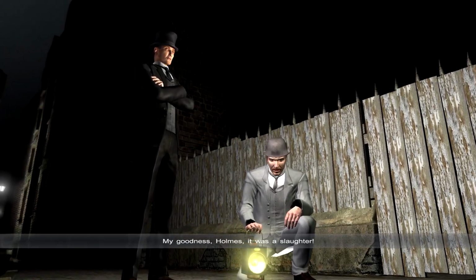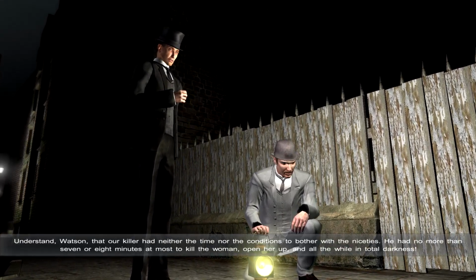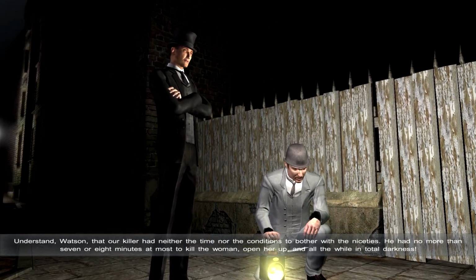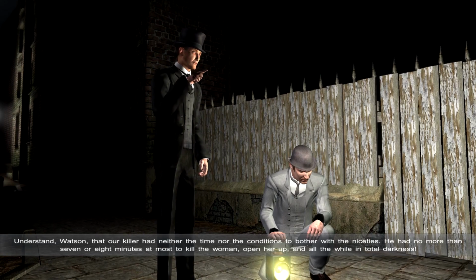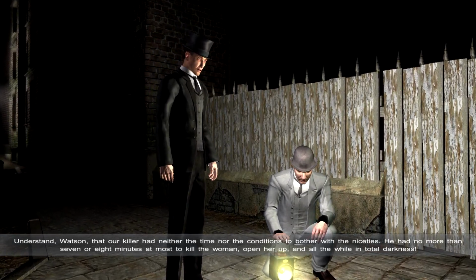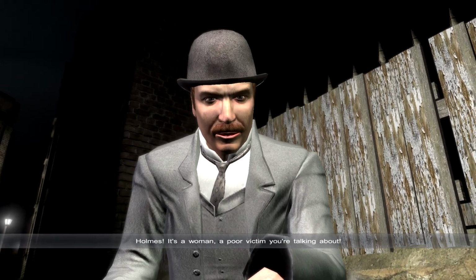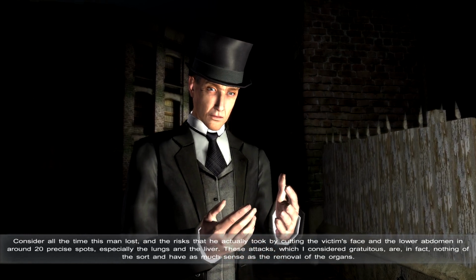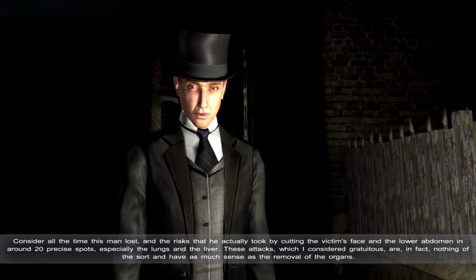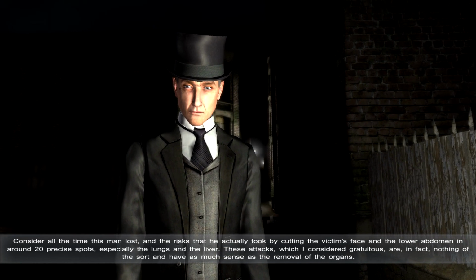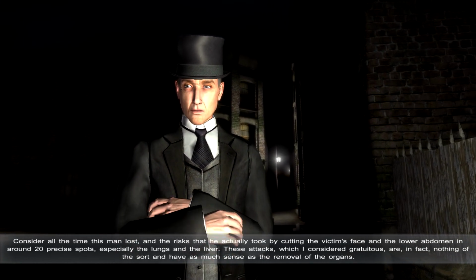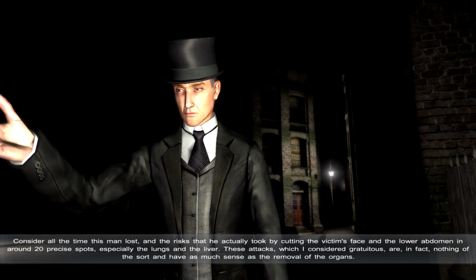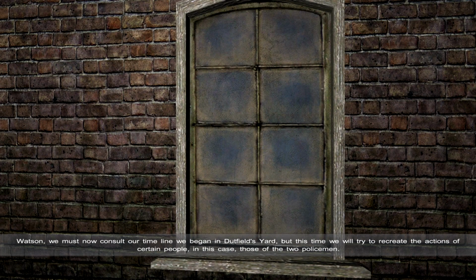My goodness, Holmes, it was a slaughter. Obviously. Understand, Watson, that our killer had neither the time nor the conditions to bother with the niceties. He had no more than 7 or 8 minutes. Open her up, and all in total darkness. Holmes, it's a woman, a poor victim you're talking about. Consider all the time this man lost and the risks that he actually took by cutting the victim's face and the lower abdomen in around 20 precise spots, especially the lungs and the liver. These attacks, which I considered gratuitous, are in fact nothing of the sort, and have as much sense as the removal of the organs. Watson, we must now consult our timeline.